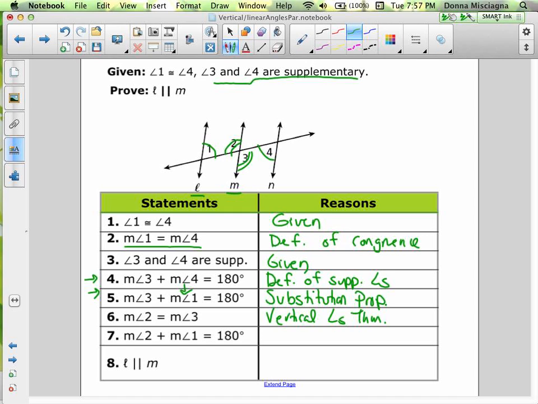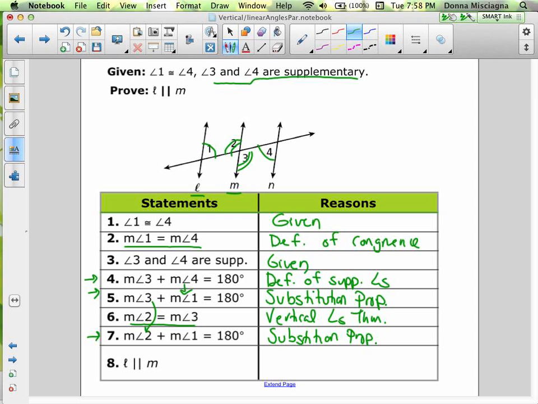Measure of angle 2 plus the measure of angle 1 equals 180. Now notice this statement at number 7 looks an awful lot like the statements at steps 4 and 5. We didn't replace the 1. This time we replaced the 3. We replaced the 3 with the 2. So instead of measure of angle 3, now it says measure of angle 2 plus the measure of angle 1 is 180 degrees. Well, notice angle 2 is congruent, is equal to angle 3. So if they have the same measures, I can replace one with the other. And we just made a little substitution again.